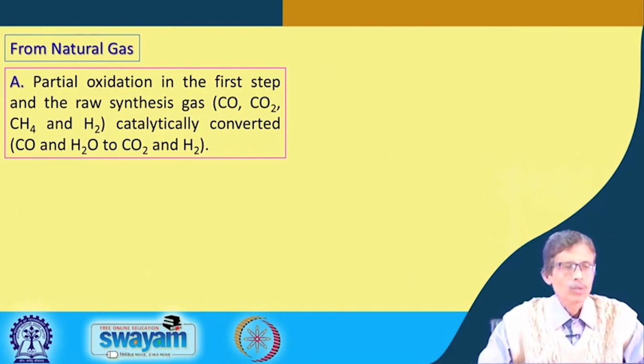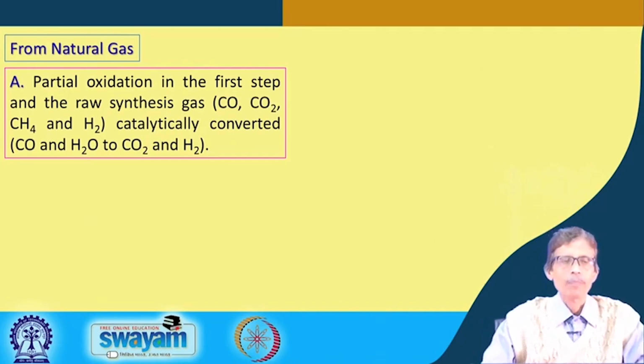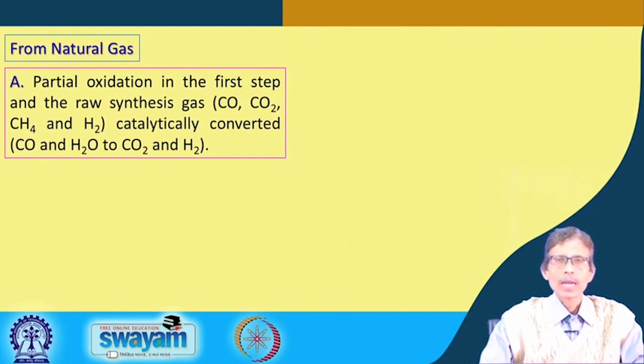So the first thing we can do is that you have the natural gas. Natural gas is mostly the hydrocarbon based on methane. So we go for partial oxidation. If you have a hydrocarbon containing carbon and hydrogen and you try to oxidize it, what can happen? Originally you can have methane, so CH4 will be there.